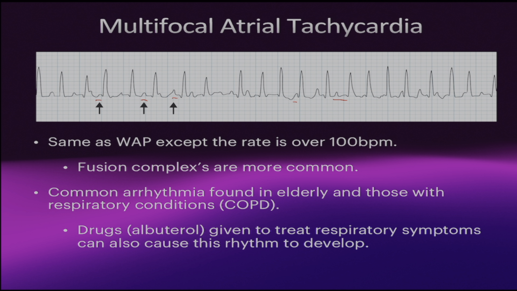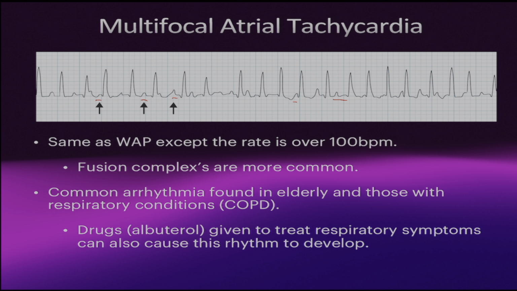We haven't talked a lot about fusion complexes. Basically what that is, the ectopic impulse is just more likely to fall during the refractory period of the heart, and that can lead to a fusion complex where you have the beginnings of a normal looking P wave PR interval and then this really wide, bizarre looking QRS complex. That would be considered a fusion beat, where the ectopic beat is then fused with another ectopic focus, creating a fusion complex of both independent beats.